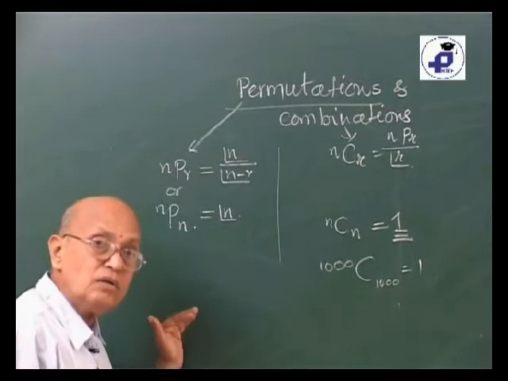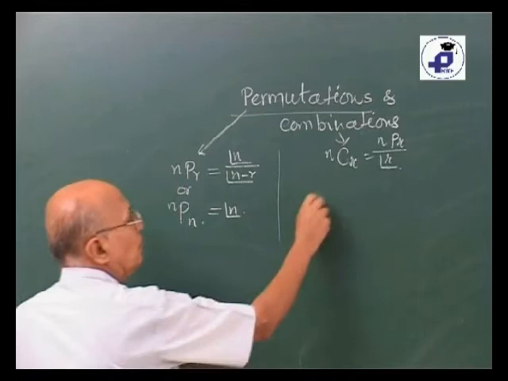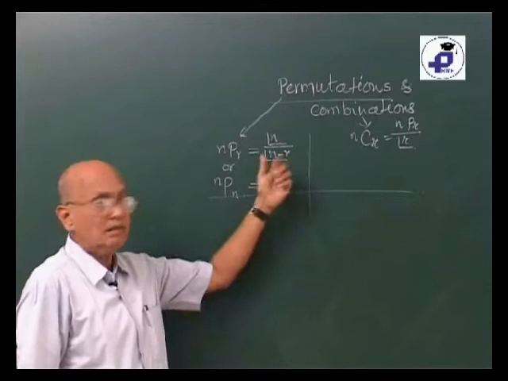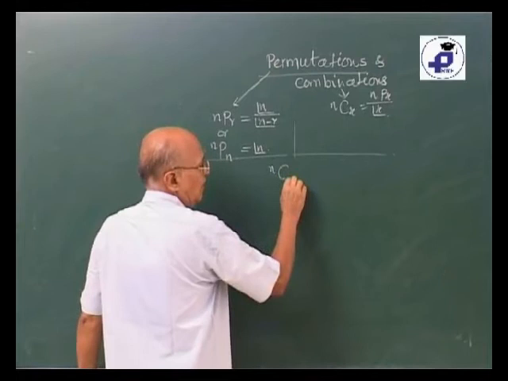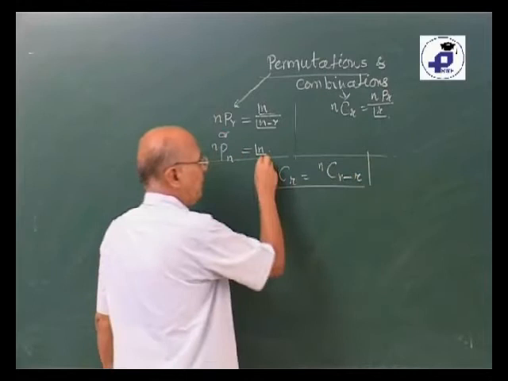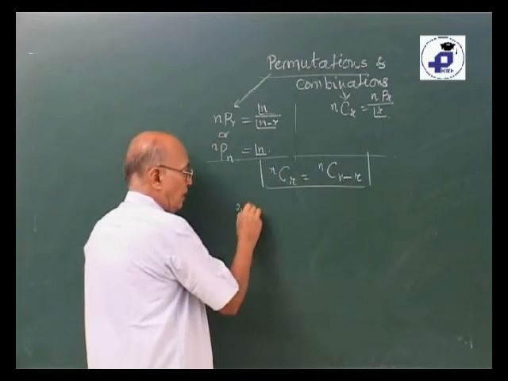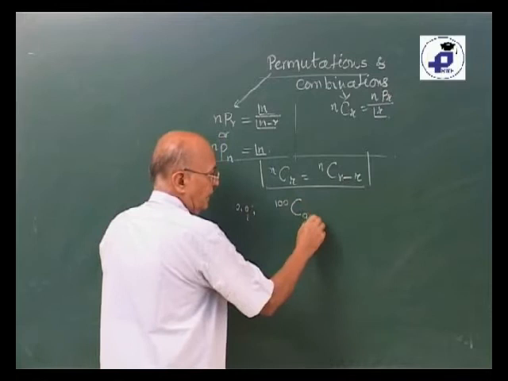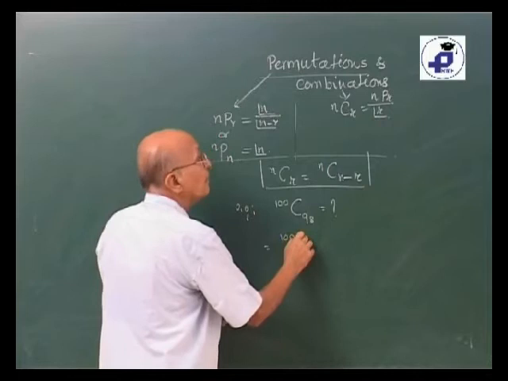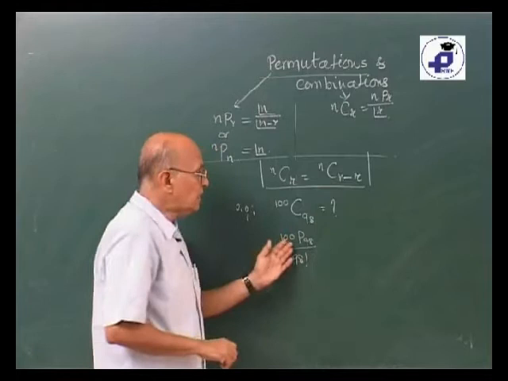And one more thing that you should remember here is, among nPr and nCr, one formula is very important. nCr is the same as nC(n minus r). This is a very important formula that all of you should remember. For example, how are you going to find 100C98? You can't find that value. 100P98 divided by 98 factorial runs to the whole page. So you don't do that.